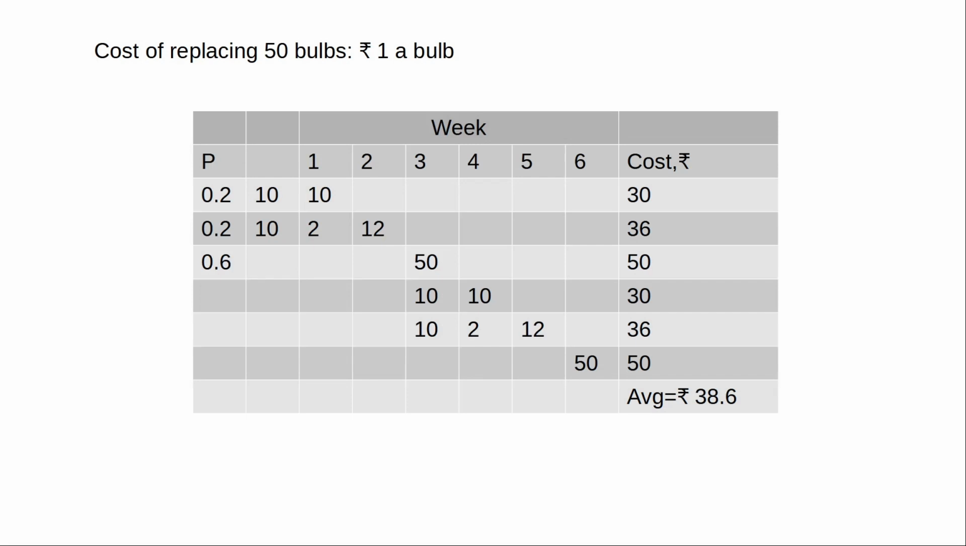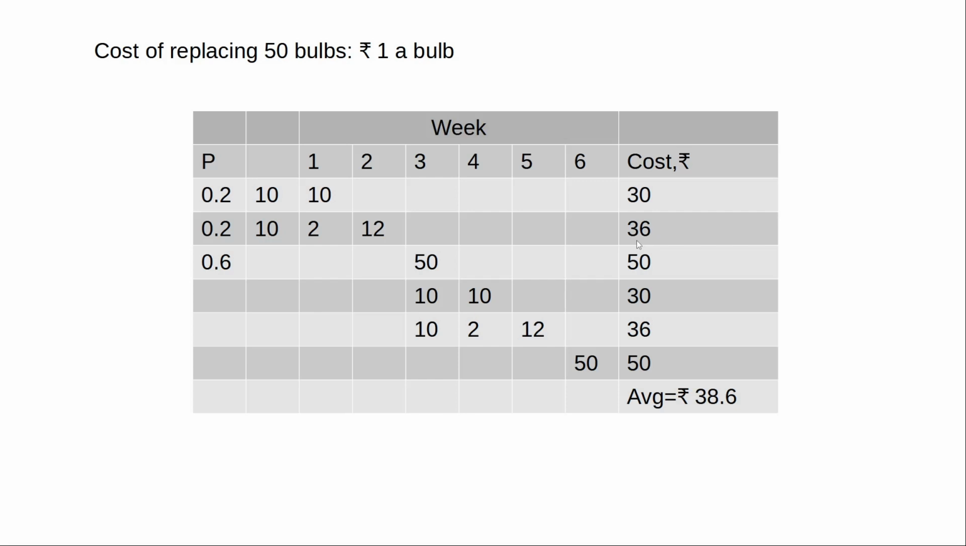So let's see how it's going to work out. Let's say in the first week, 10 bulbs blow out, 10 bulbs are replaced, and the cost is going to be 30. In the second week, again from the original 50 bulbs, 10 bulbs blow out, and from the 10 bulbs that were replaced at the end of the first week, 2 bulbs blow out. So we have 12 bulbs to be replaced in week number 2.